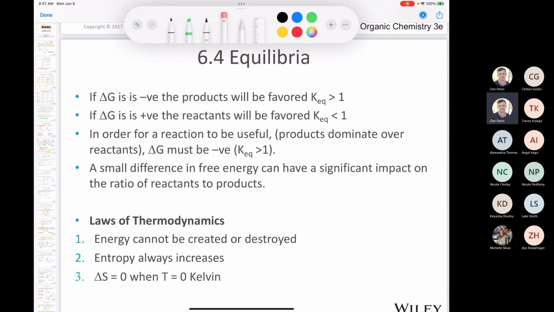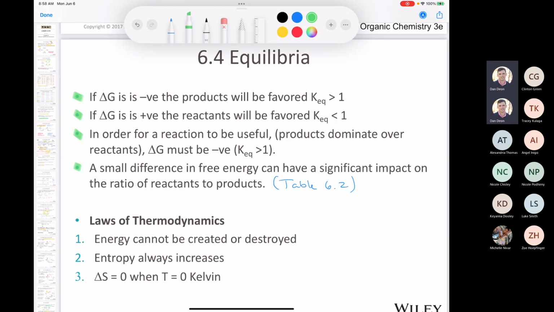So a little summary of some of the things that we've covered. First point, if delta G is negative, mostly products. If delta G is positive, then it's going to be mostly reactants. In order for a reaction to be useful, you got to have a delta G that's negative. Otherwise, you're going to have mostly reactants. That's not really useful. And we have a table, table 6.2, that really shows you how a small difference in Gibbs free energy can have a huge impact on the ratio of reactants to products. I have that table in the slides. Just give me a second and we'll get there.